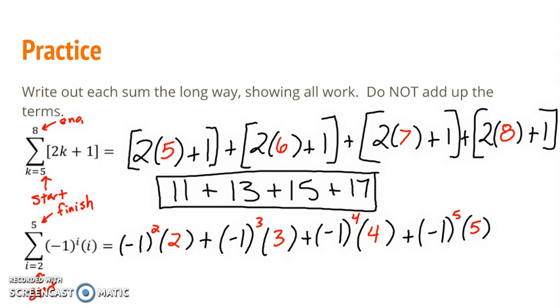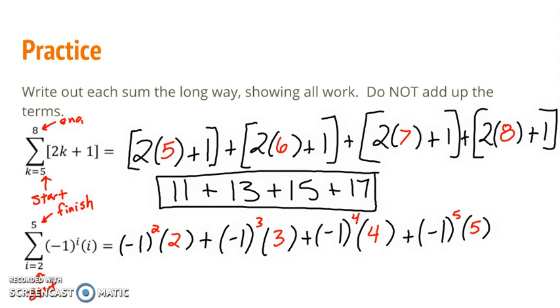Now, the little trick with this one is I've got this negative 1 to a power. Essentially, all that's doing is deciding if your answer is positive or negative. If I have a negative 1 squared, that's an even number, so it's going to end up making that negative 1 positive. Negative 1 cubed, that's an odd number, so that's going to end up making it negative. Negative 1 to the 4th, even, that's going to be positive. Negative 1 to the 5th, odd, that's going to be negative.